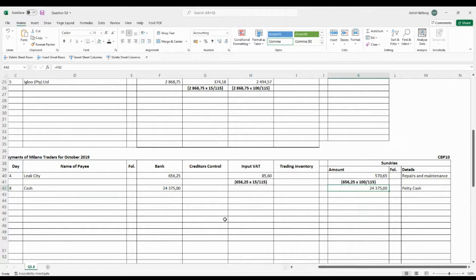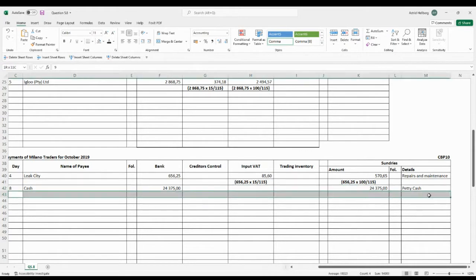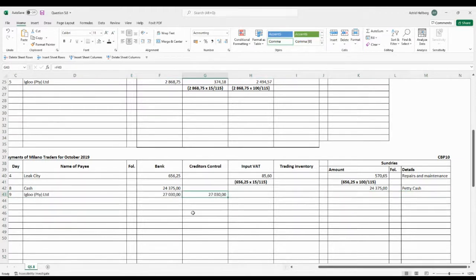Then on the 9th, we said a payment on account to Igloo Pty Limited. No settlement discount was received because the account was not paid in full. They did give us the amount we paid, so you did not have to calculate it with the information provided. So that full amount goes to your creditors control, and this also does not have any VAT implication.